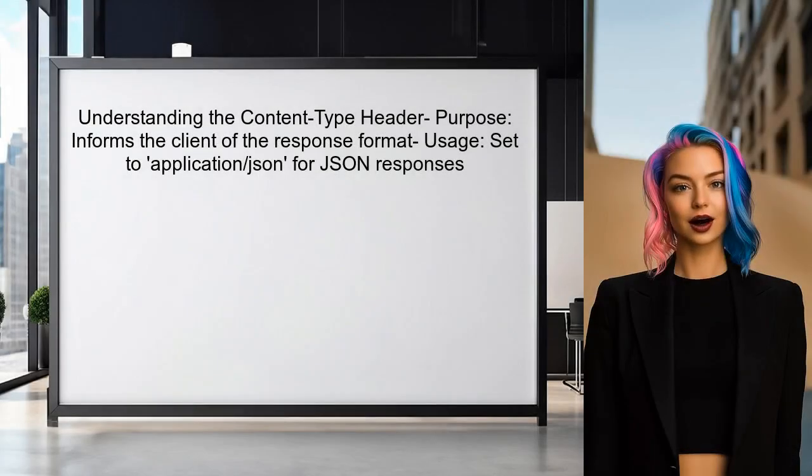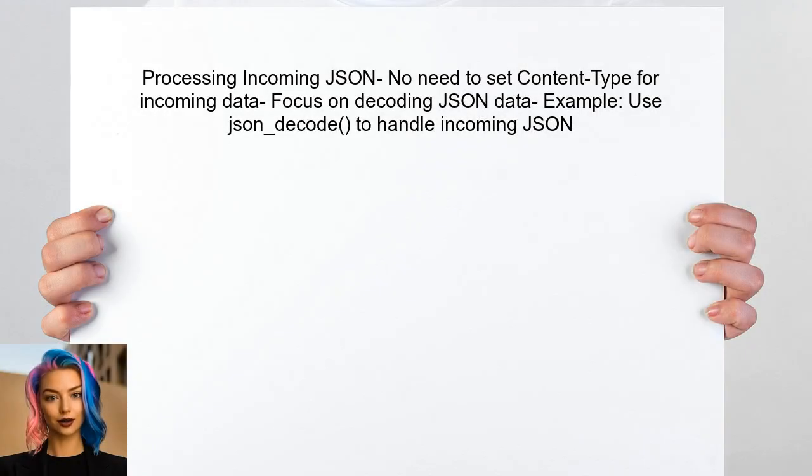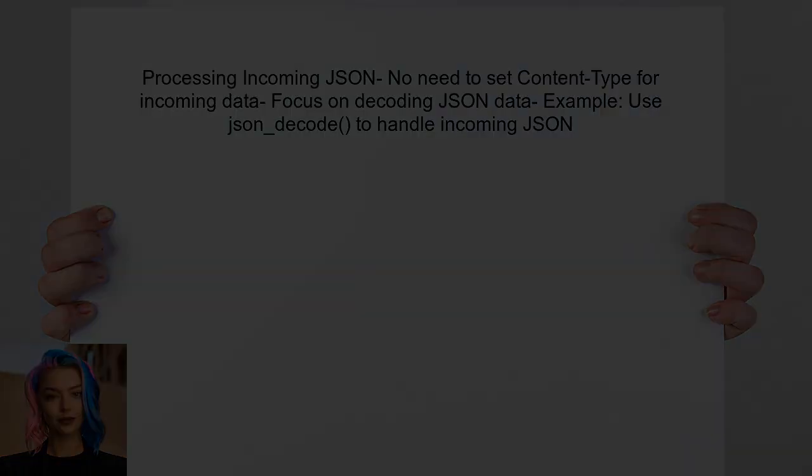To understand when to use the header function with content type set to application/json, the user should first recognize its purpose. This header informs the client that the response will be in JSON format. Next, the user should consider the context in which this header is used. If another web page is calling the PHP script, such as through an Ajax request, this header is crucial. It ensures that the calling page can correctly interpret the JSON data returned. On the other hand, if the PHP script is processing incoming JSON data, the user does not need to set this header. Instead, they should focus on decoding the JSON data received from the client.